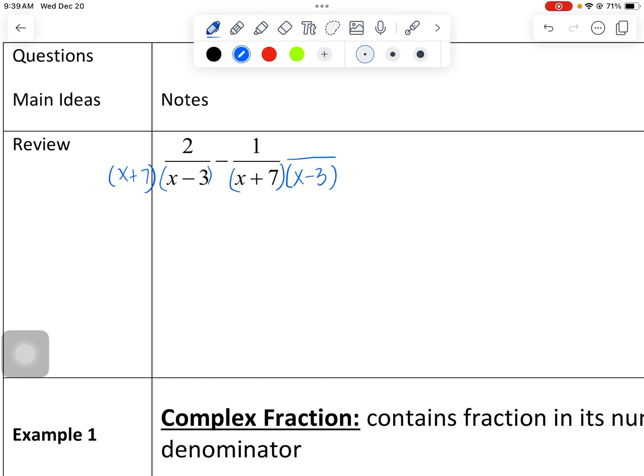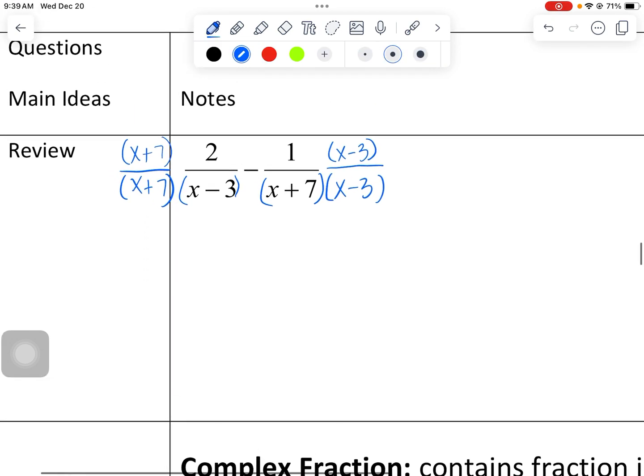So if we multiply this side, the denominator, by x minus 3, we have to multiply the numerator by x minus 3 as well. And same over here, if we multiply by x plus 7 in the denominator, we need to multiply by x plus 7 in the numerator as well. So now we're multiplying by a factor of 1. We're keeping the value of the fraction equal, but we are making the denominators the same.